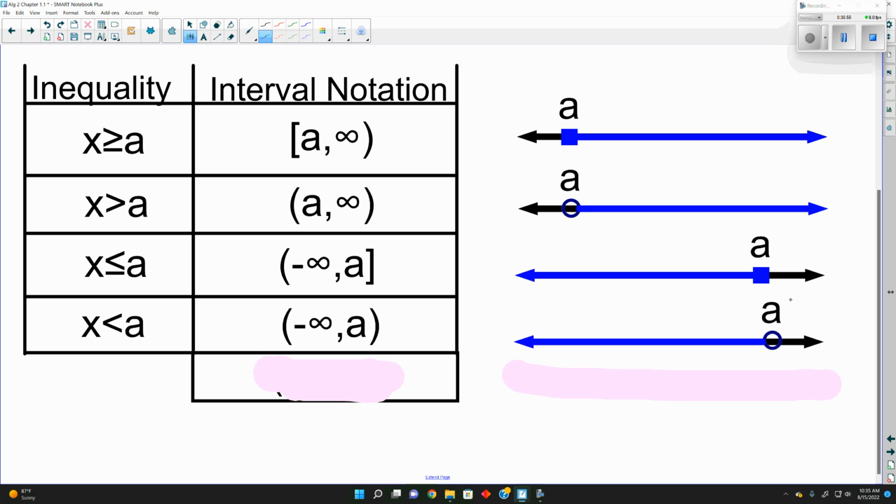Now the only other case is all real numbers. From negative infinity to infinity, it would be everything. Because we don't necessarily have an inequality version of that. We would have to use a compound inequality to be able to actually write this statement. But if we're going from negative infinity to infinity, it would be the entire number line.